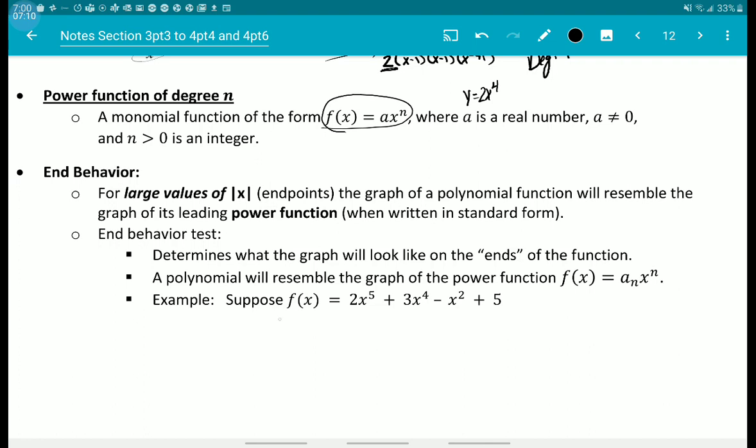So let's say we have this function. We have 2x to the 5th plus 3x to the 4th minus x squared plus 5x. And we want to know what is that power function? Well, that power function is going to be y equals 2x to the 5th. So this guy, if we were to graph it, and let's just graph it for fun. Let's go to Desmos.